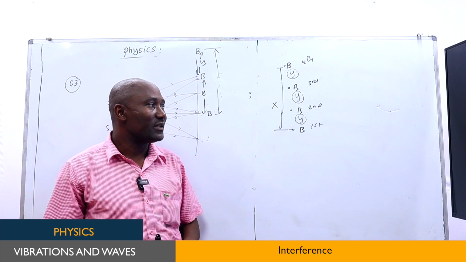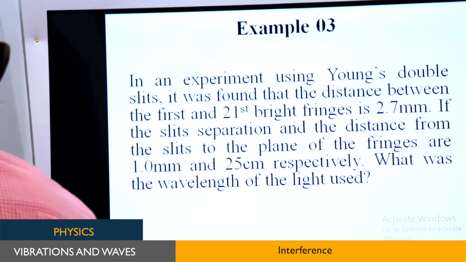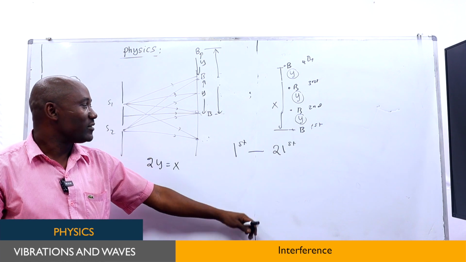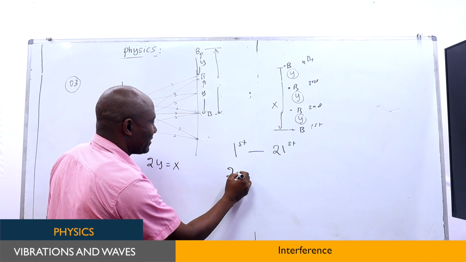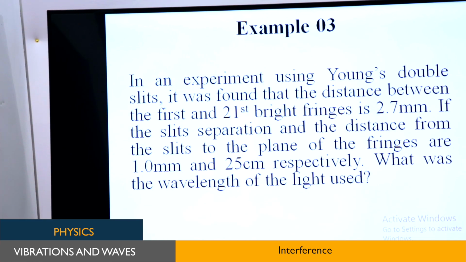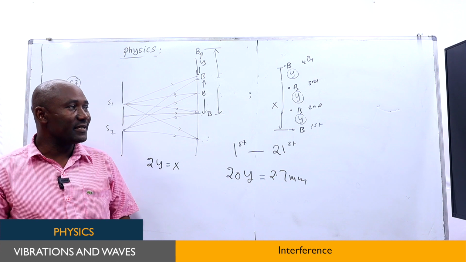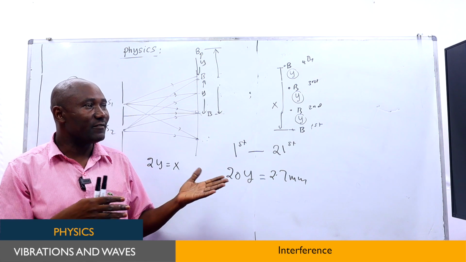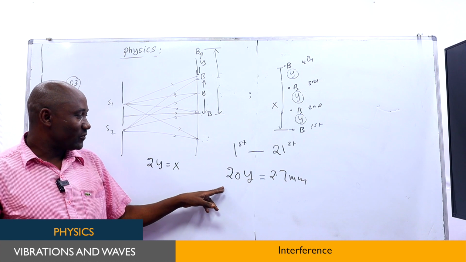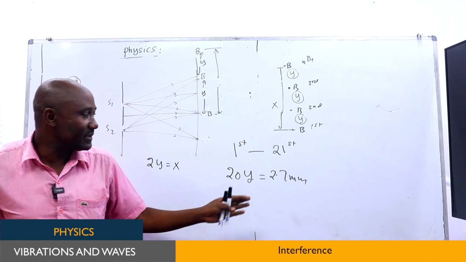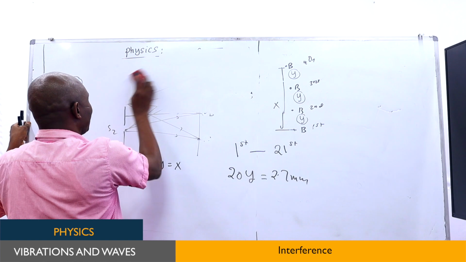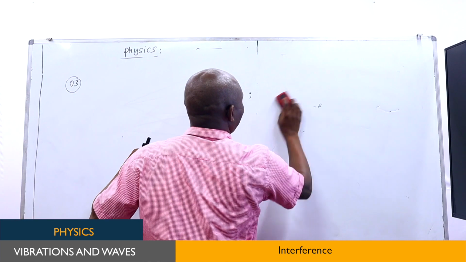But here, 2.7 millimeter is the distance between the first bright and the 21st bright. You can see now how many spaces are there? 20 spaces, which will be occupying 2.7 millimeters. So from there, you see how you can associate the distance between the fringes and the spaces in between them, or the fringe separation. So from here we know 20y equals 2.7 millimeters, and you can get the fringe separation. And after getting the fringe separation, you use the formula to find the wavelength of the light used. Okay, let's start from here now. We have seen where to start. Our starting point is here.